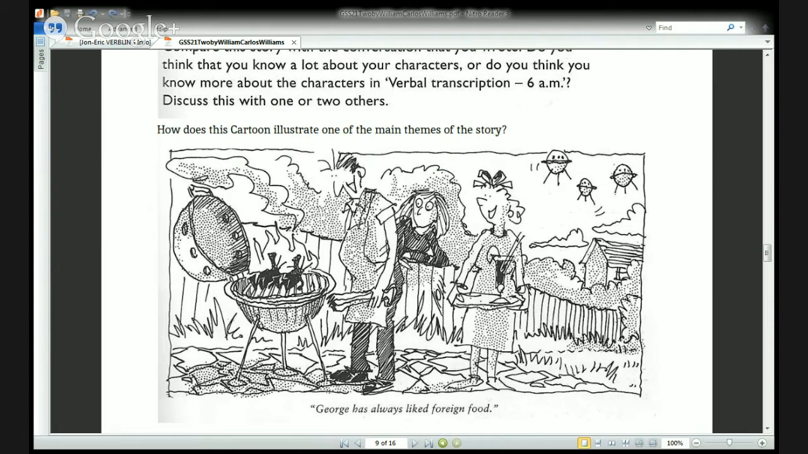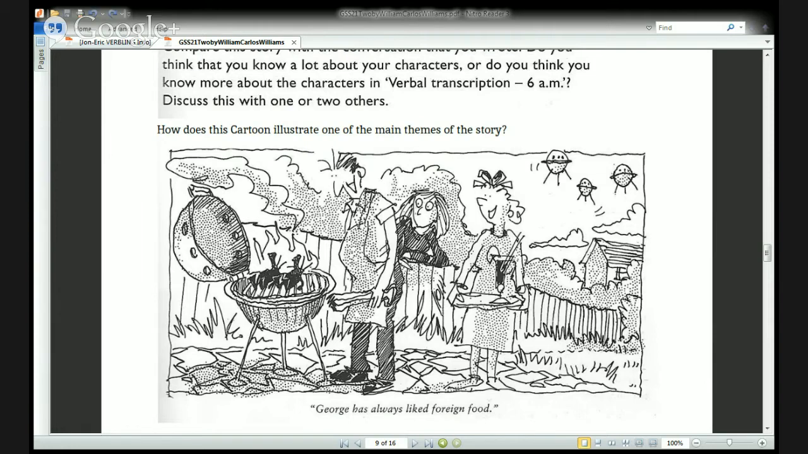I have no idea what the link is between this picture and the Verbal, sorry, I forgot that. Verbal Transcription is the name of the story. Okay, well, what was the unexpected thing that happened in the story? Or how was the story different than our expectations, perhaps? We expect certain things from a story.